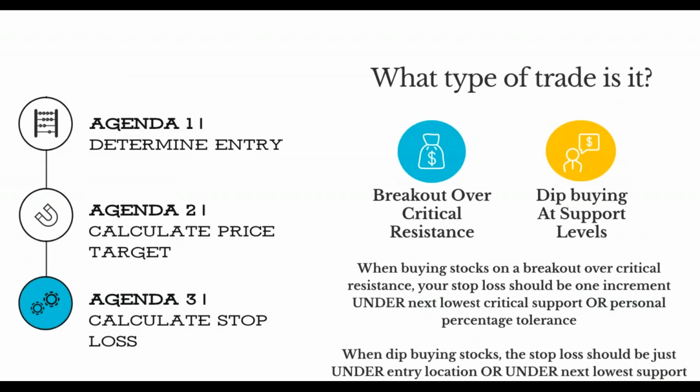Calculating stop loss is a little bit the same concept. When buying stocks on a breakout over critical resistance, your stop loss should be one increment under next lowest critical support or individual risk tolerance. When dip buying stocks, the stop loss should be just under the entry location. So if you're dip buying a stock, your stop loss should be right under the next support level. So it's just a real tight stop loss.